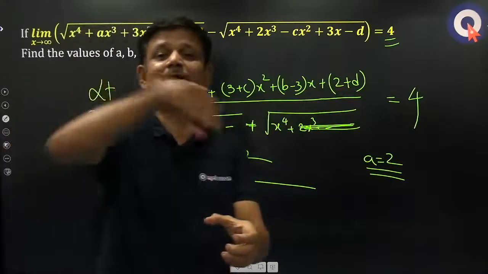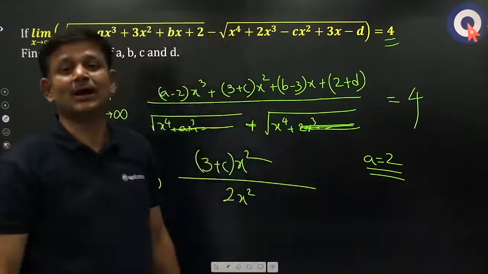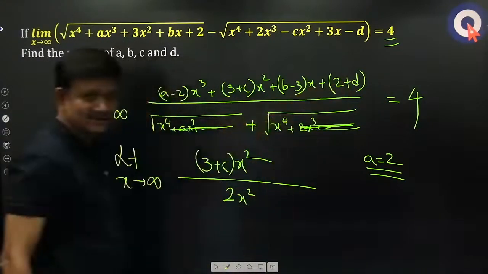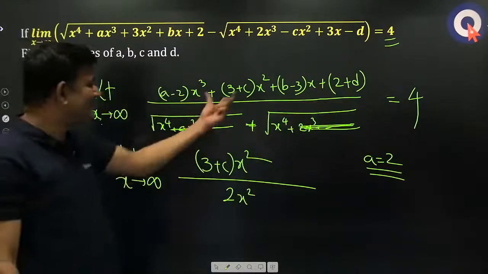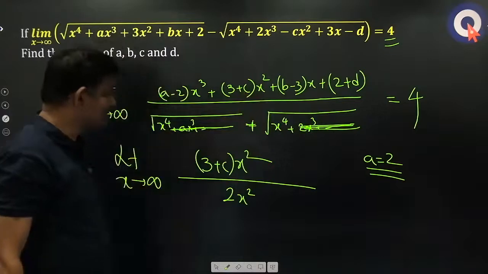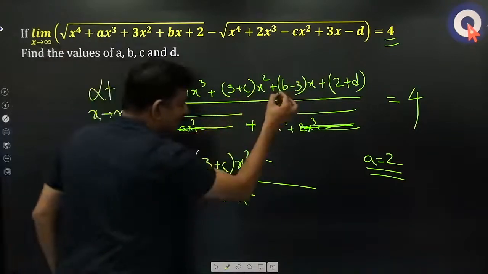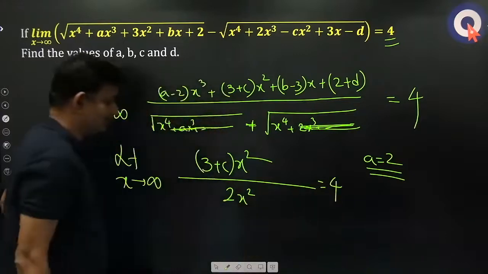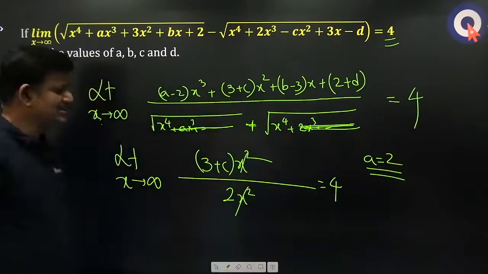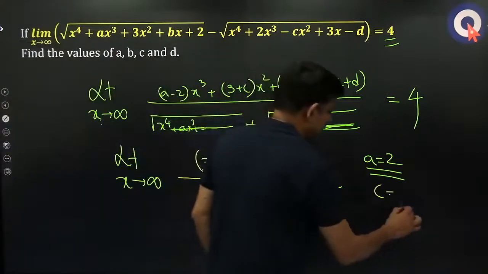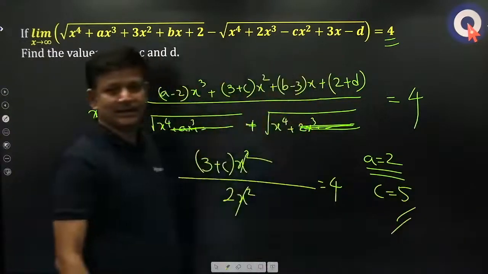ऐसा है कि समुद्र में एक बाल्टी पानी जाके डाल दिया तो क्या होगा? कुछ नहीं होगा. So this x and constant are immaterial as long as x square is there. X square vanish हो गया तो बात अलग है, but as long as x square is there, these are immaterial. I will ignore them. So this ratio is given to be how much? 4. 3 plus c is 8. C is 5. C is 5. बस यहीं तक कहानी खत्म.